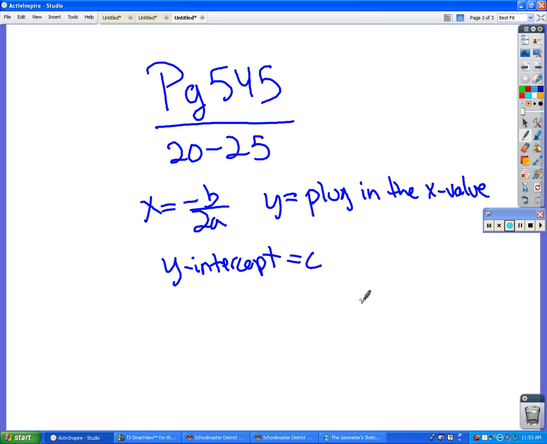All right, so here's your little cheat sheet right here, Cheyenne. As you guys are working through, if you don't have this copied down somewhere in your notes, this is the whole key to graphing these quadratic functions. Negative b over 2a tells you what the x value is. Plug that in to get the y value, and then the c tells you where it crosses the y-axis.